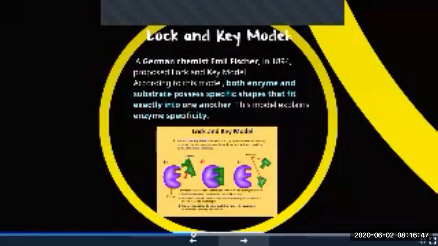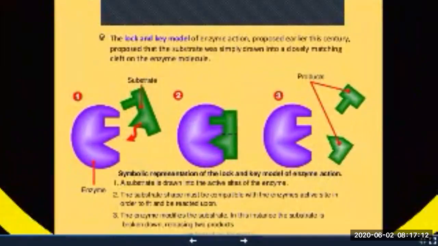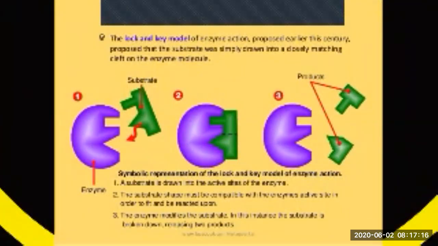So every lock has a specific key because of its geometrical shape. According to this model, both enzyme and substrate possess specific shapes that fit exactly into one another, which explains enzyme specificity. If we look into this diagram closely, look at the first diagram. Both of them, substrate and enzyme, have a specific shape like a jigsaw puzzle. In a jigsaw puzzle, specific pieces fit into specific other pieces. They never fit at the wrong place. So is the case of jigsaw. Just like a jigsaw puzzle, the substrate has a specific shape which goes and fits into the active site of the enzyme.